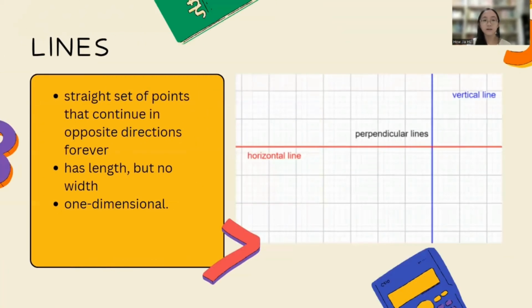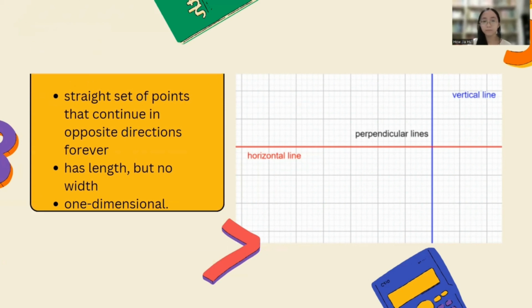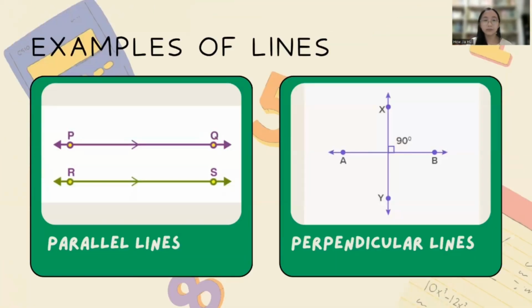A line is a straight set of points that continues in opposite directions forever. It has length but no width, so it is one-dimensional. There are 2 examples of lines, which are parallel lines and perpendicular lines, which are going to be presented by Zi Yu next.